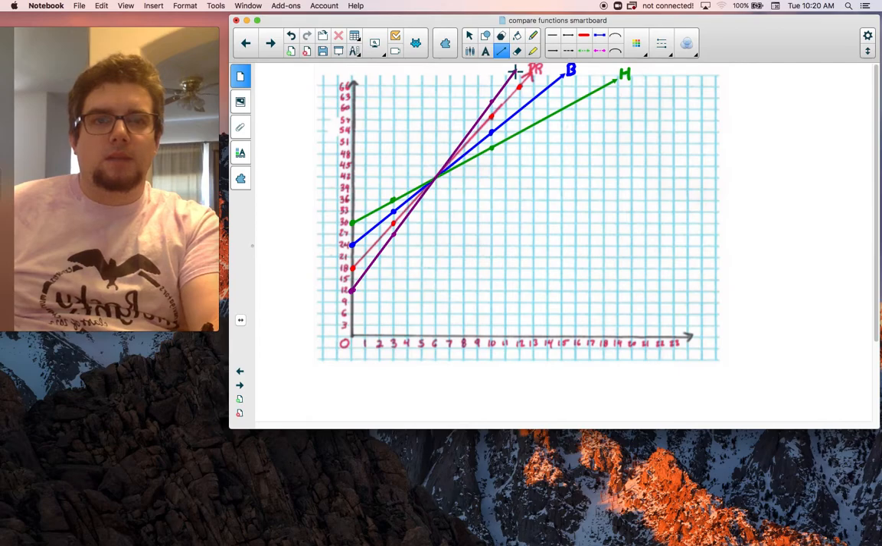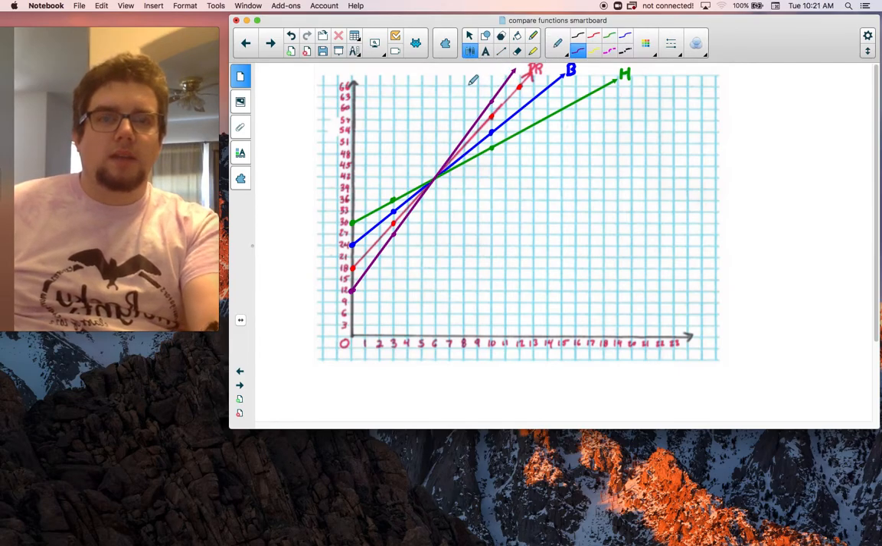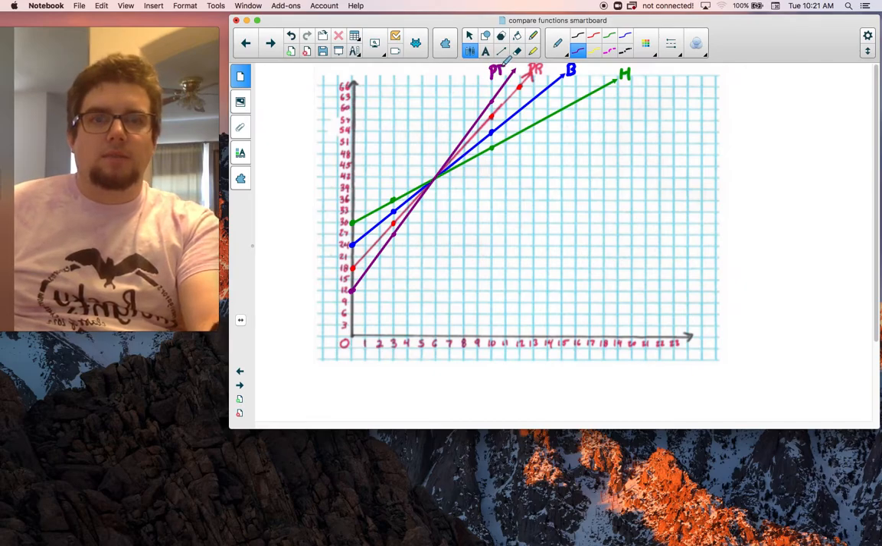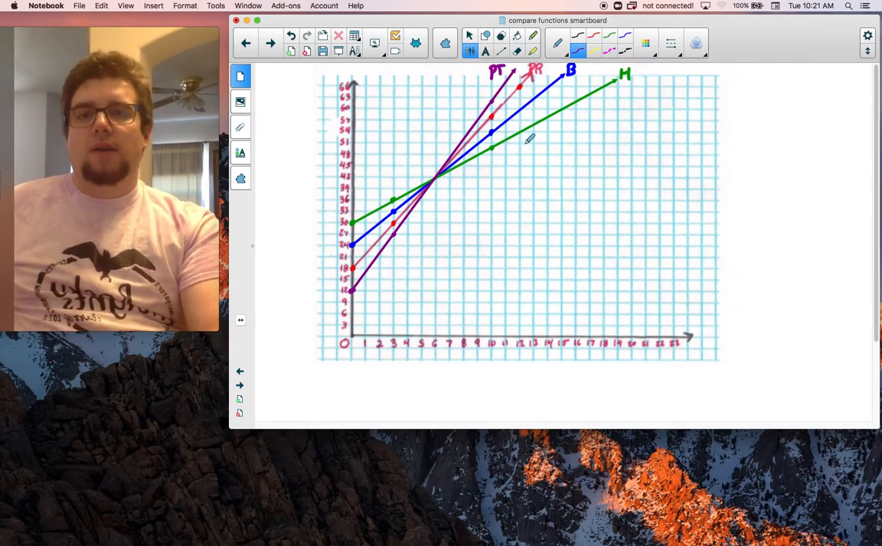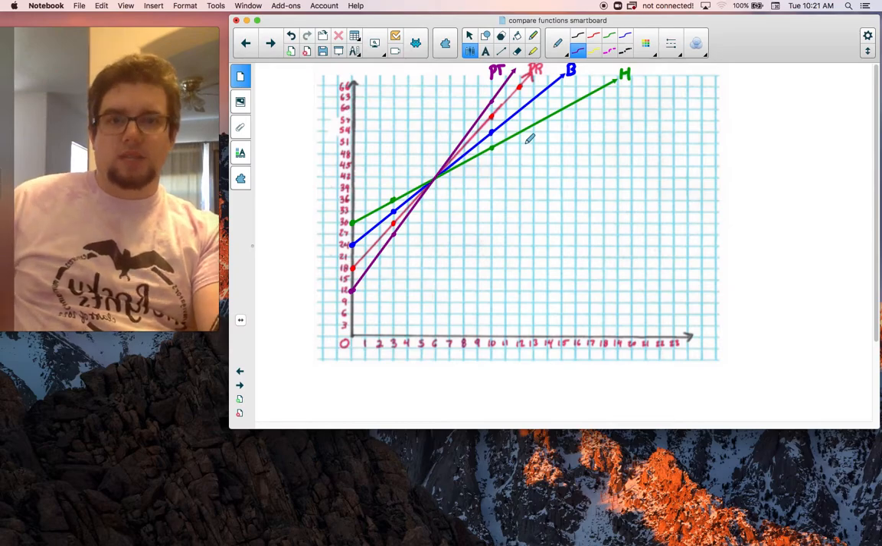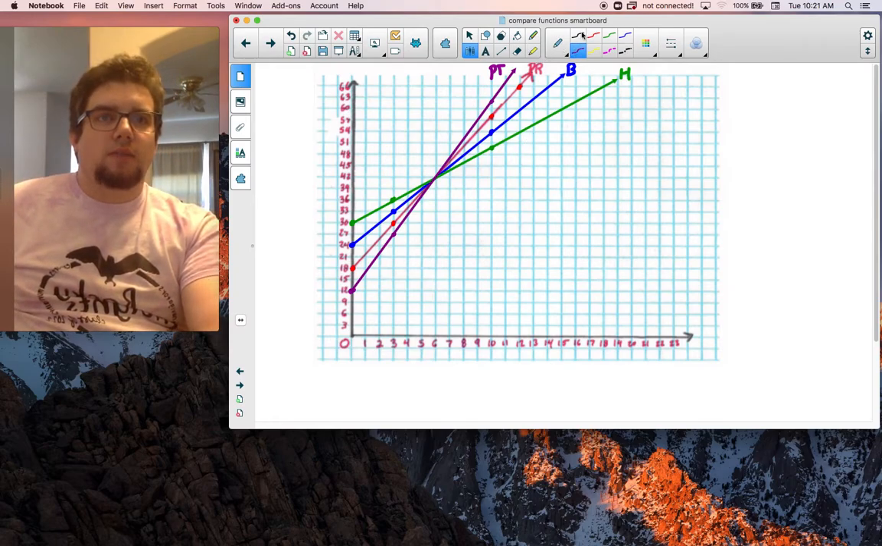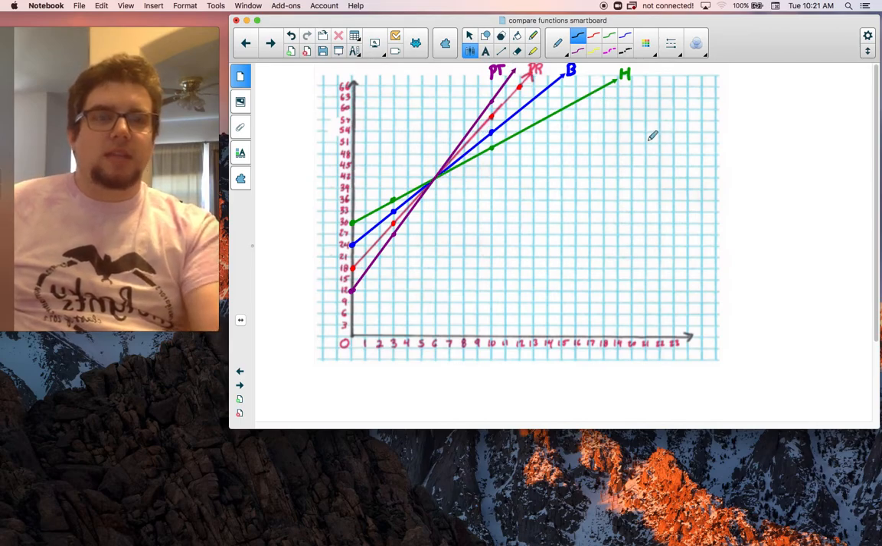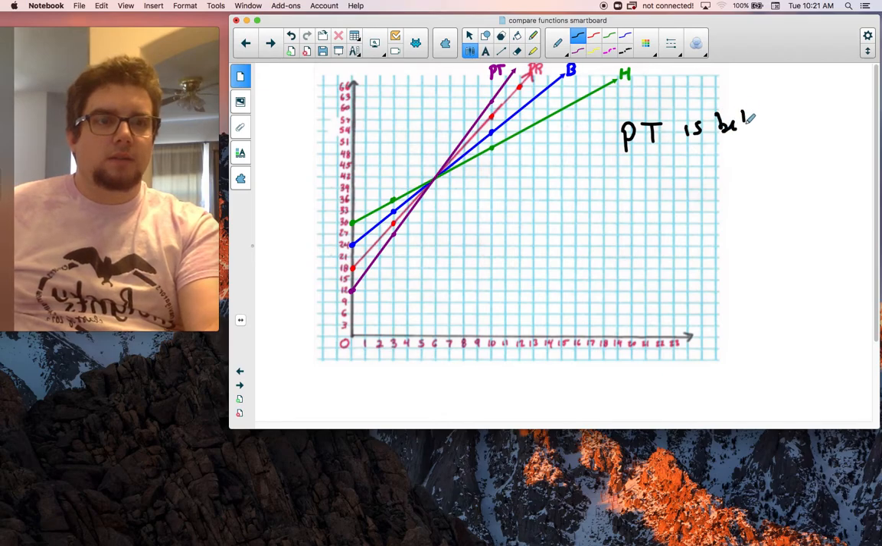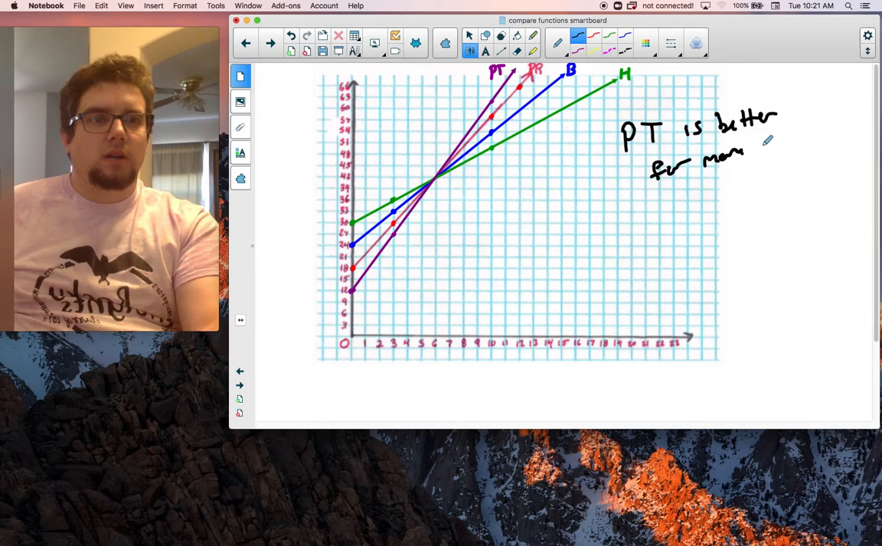And we picked specific points so we can do a bunch of comparisons with it. So that was Pizza Tent. All right. The graph is the best place to do the comparison because everything is visual for it. We can see right off the bat that Pizza Tent, so PT, is better for more pizzas delivered.